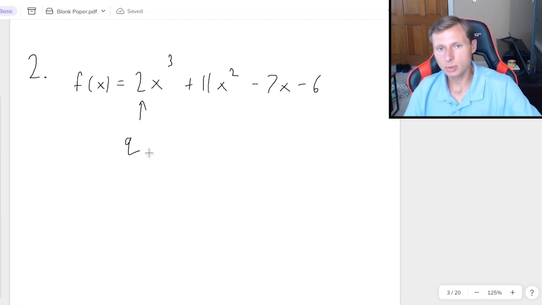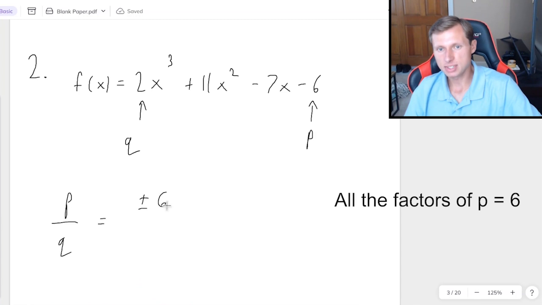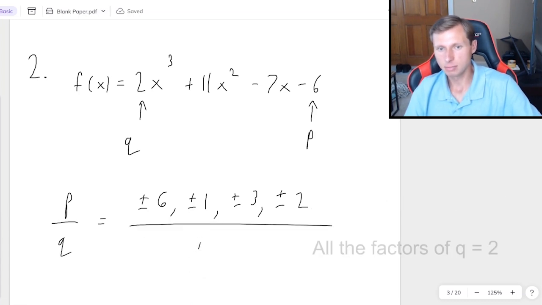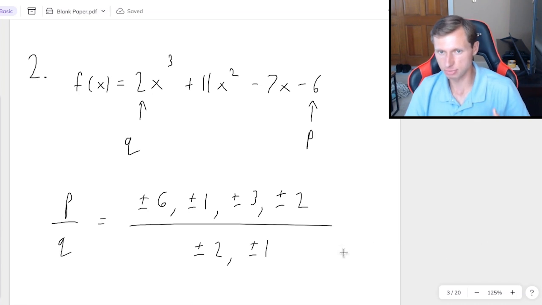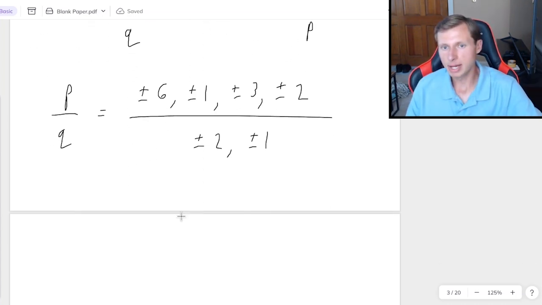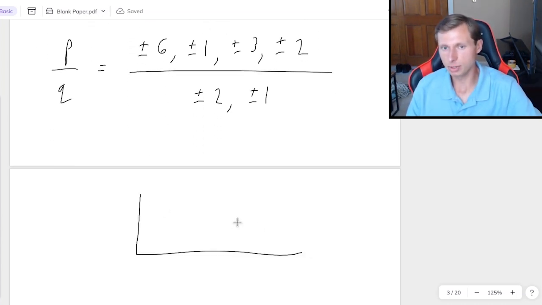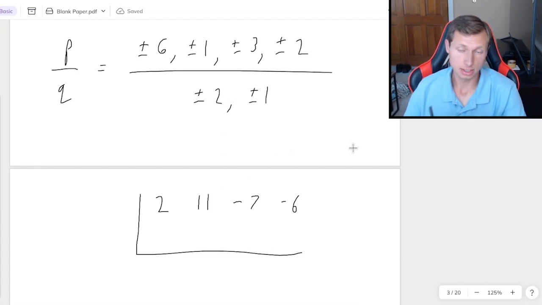Okay, so we know q is 2 and the p is 6. So that means p over q is going to be plus or minus 6, plus or minus 1, plus or minus 3, and plus or minus 2, divided by plus or minus 2, and don't forget plus or minus 1. Those are all my factors of 2. And so then when I set up my synthetic division based on the formula, it's going to be 2, 11, -7, and -6. And now I have quite a few options for me to try.